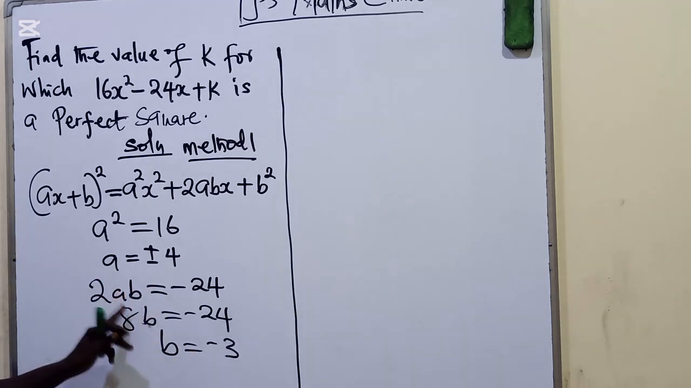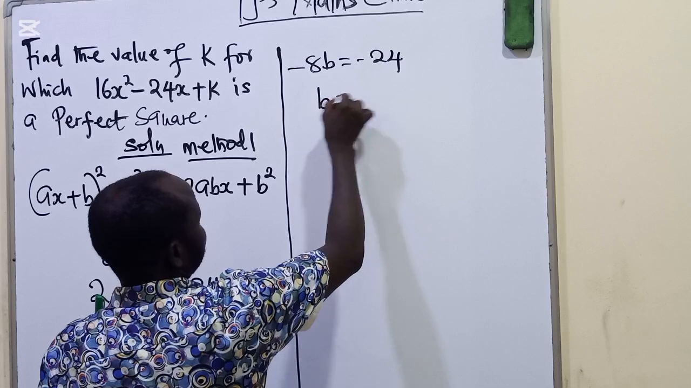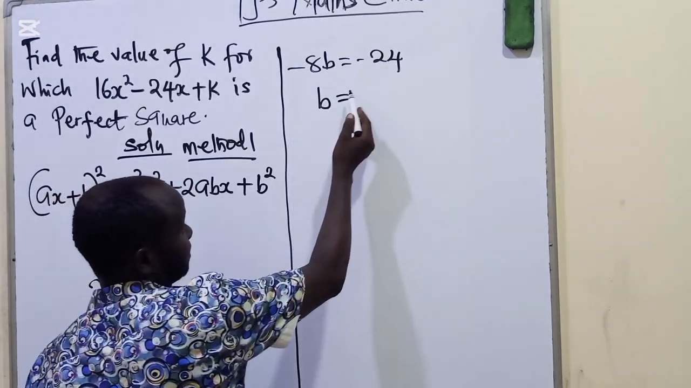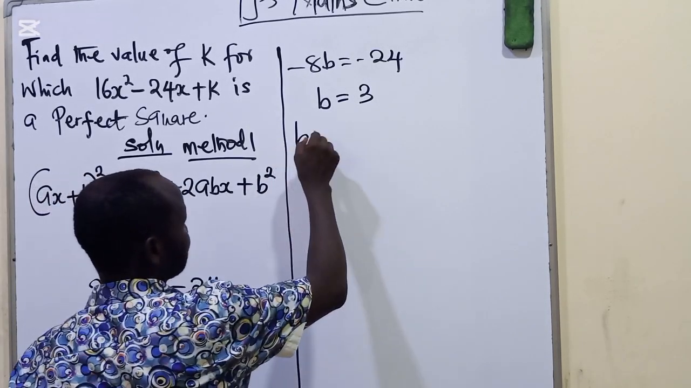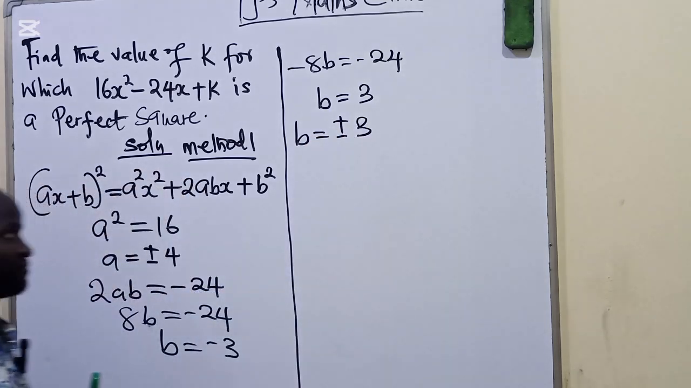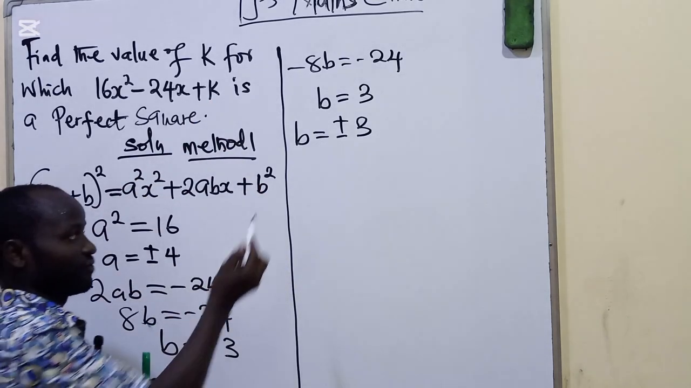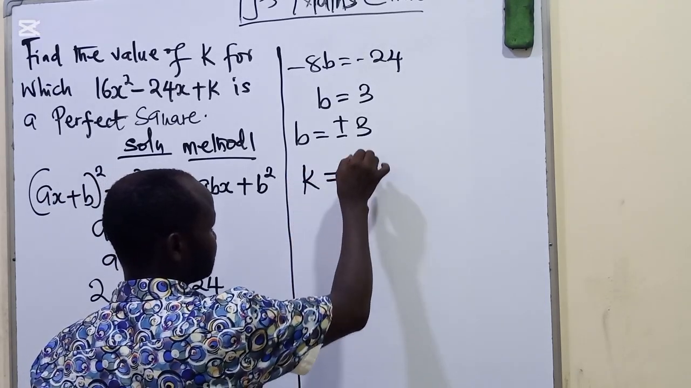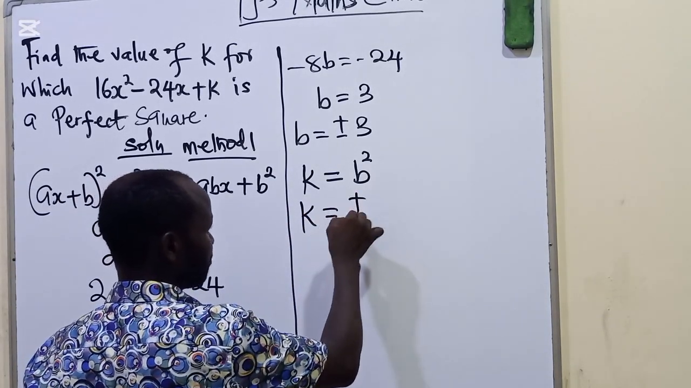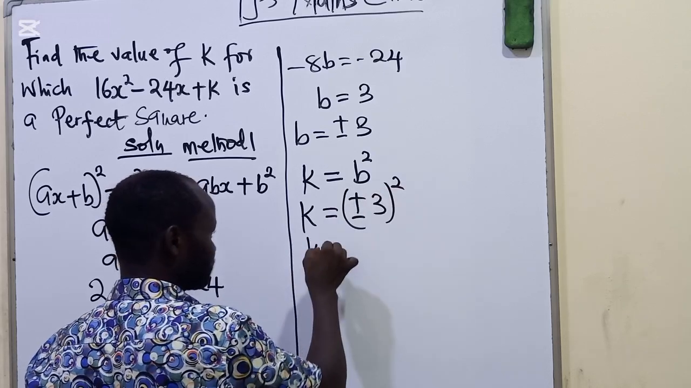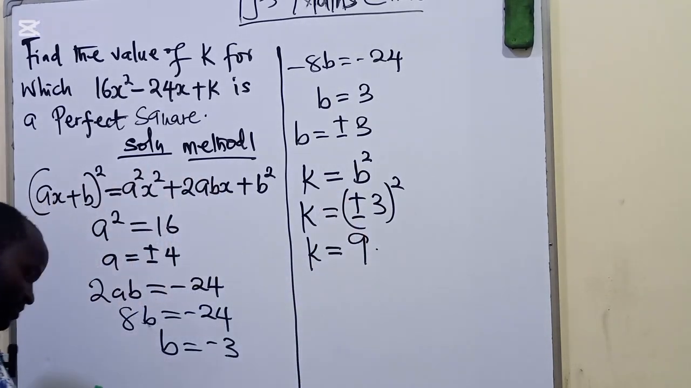When a is minus 4, what will be the value of b? Here we'll have minus 8b equal to minus 24. We divide both sides by minus 8. Minus 24 divided by minus 8 will be 3. So we have minus 3 and plus 3 as the values of b. So b will be equal to plus or minus 3. But we know that the constant here is k, and the constant in this expression is b squared. We are looking for k. So by comparing, k is equal to b squared. But we are told that b is plus or minus 3. So our k will be plus or minus 3 all squared. Plus 3 squared is 9, minus 3 squared is still 9. So the value of the constant k is 9.